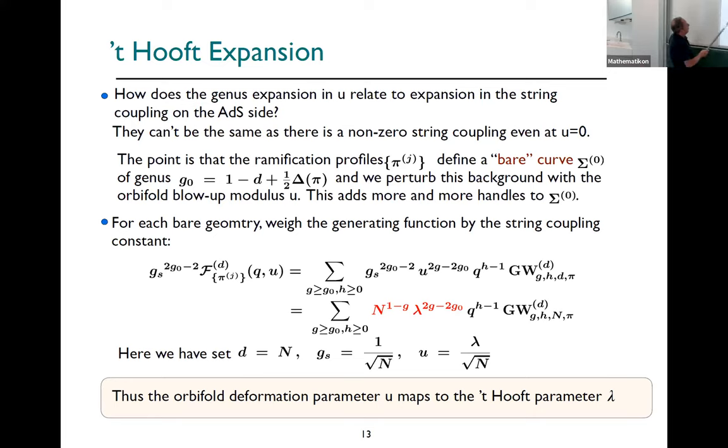So my point of view would be that this geometry here, the background geometry, defines a bare curve. This genus can be negative, it can be highly disconnected. And related to this geometry, which exists at mu equals zero, you would multiply this by this coupling, and the double divide in this way, bare curve.